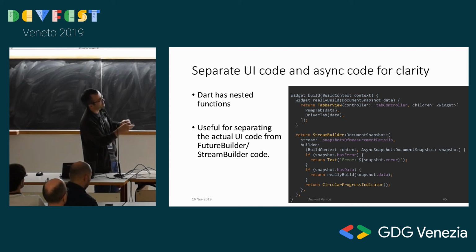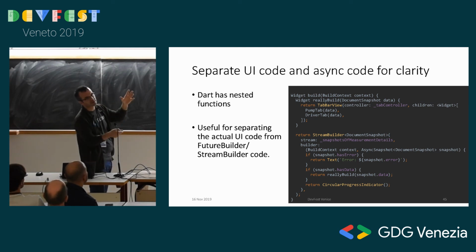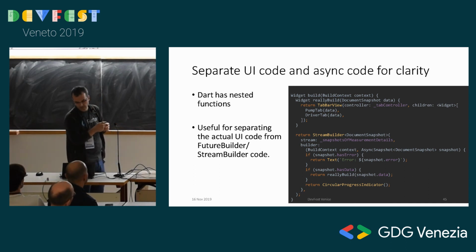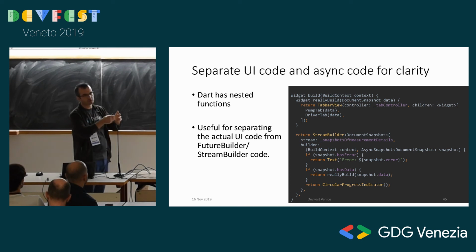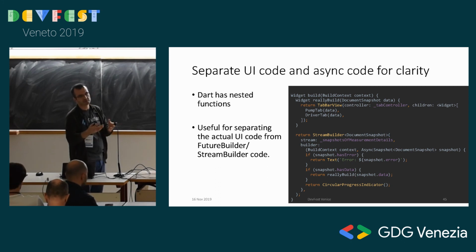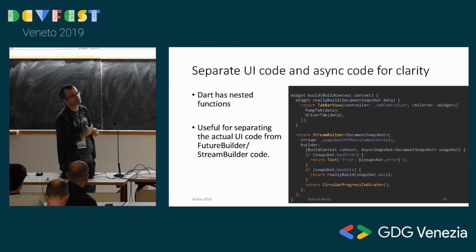So I separate the actual UI part to another function, but I don't want to put it in my class because it will crowd my class. I put it inside my function as a nested function, so it's not going to crowd around. But clearly, when the time comes, this UI will be created. So it makes it a little clearer to see. And as it gets longer, with nested future builders and stream builders, it can become quite complicated. At which point, you probably should be creating your own widget classes anyway. But this I found to be a nice pattern.